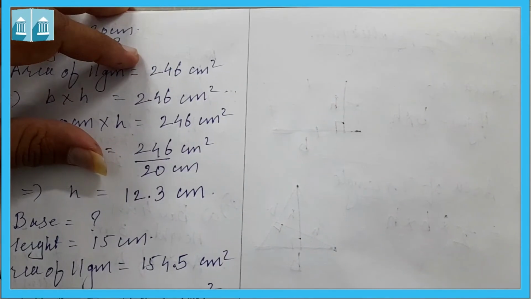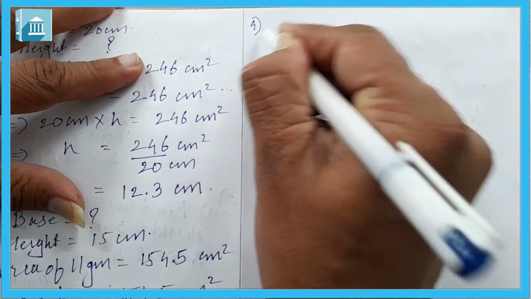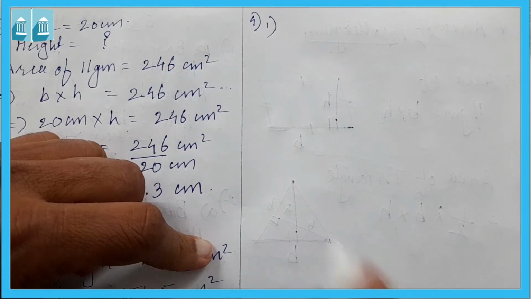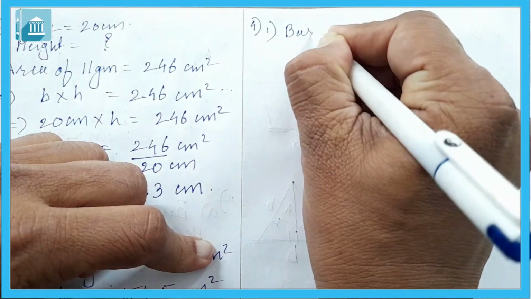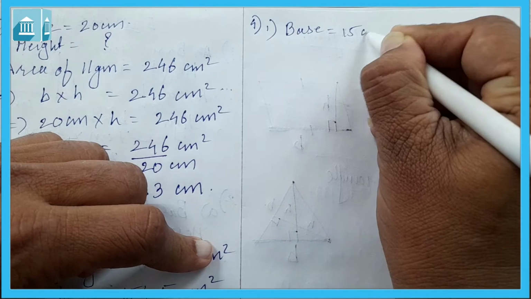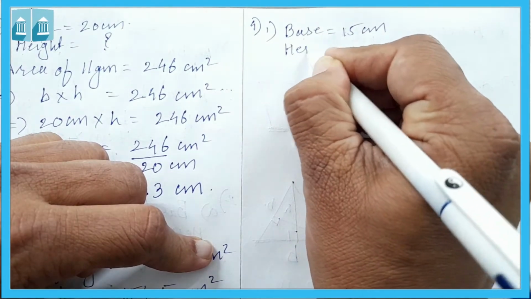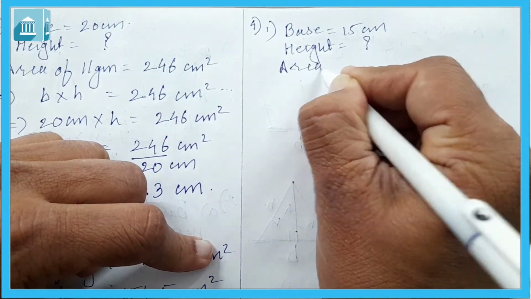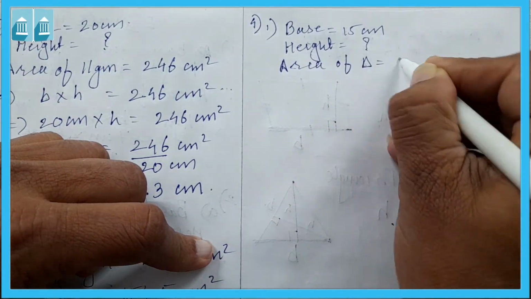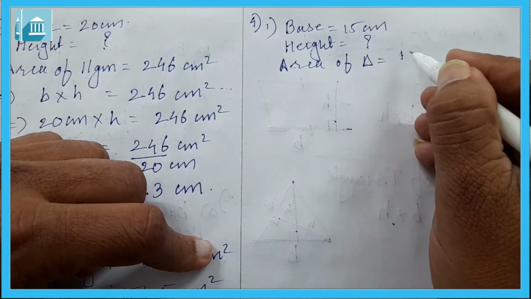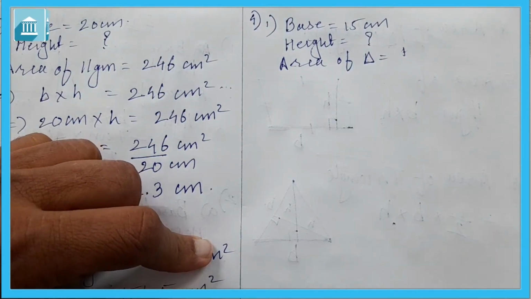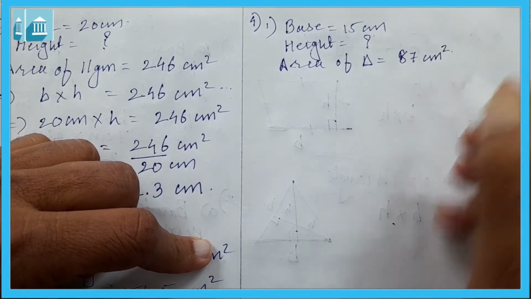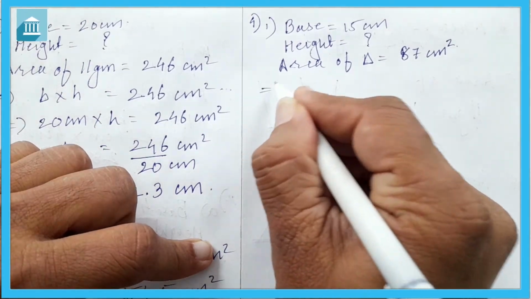Now in question number 4, again here also the same thing, find the missing value, but here it is given for triangle. Base is given 15 centimeter. Height is not given. We have to find out height. Area of triangle is given, equal to 87 centimeter square. Now we have to find out height.